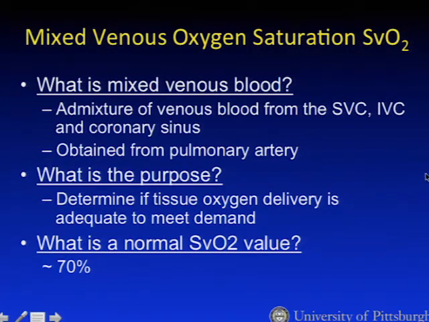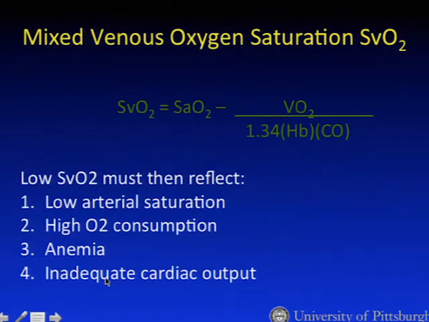So what is it? It's called mixed venous blood because it represents admixture of blood not only from the SVC and IVC, but also the heavily oxygen extracted blood returning from the coronary venous drainage. You obtain it from the pulmonary artery, such that mixing has a chance to occur from these three locations, and it's used to determine the adequacy of cardiac output. A normal is around 70%.